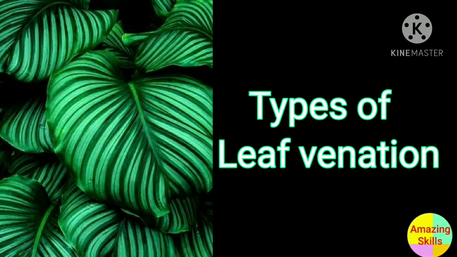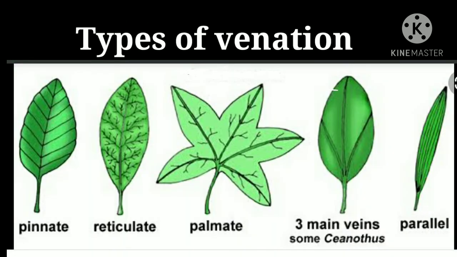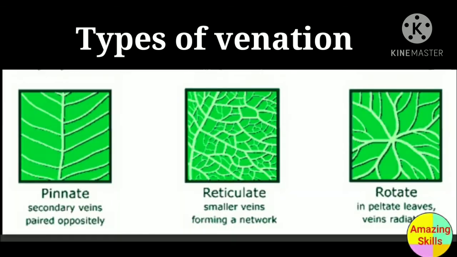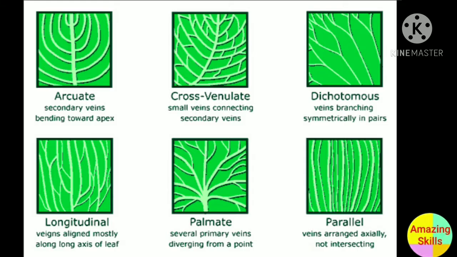Children, next let us see about the types of venation. These lines on the leaf are called veins. So we can see net-like structures on the leaf. Those are called veins. Children, in this picture you can see many types of venation. Pinnate venation, reticulate venation, palmate with three main veins, parallel veins. Here you can see net-like structures, veins appearing on the leaves. Pinnate veins, reticulate veins and rotate type of veins. Other types are arcuate, cross venulate, dichotomous, longitudinal, palmate, and parallel veins.